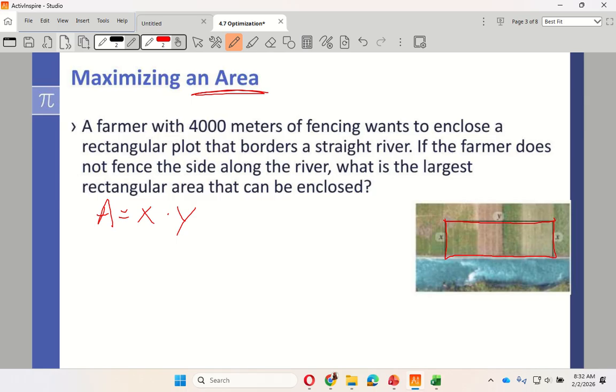And the restrictions I have: I can maximize this however I want, but now I have to have some limitations to go along with it. What is my limitation? 400 meters of fencing. Now, what type of unit is fencing going to be?